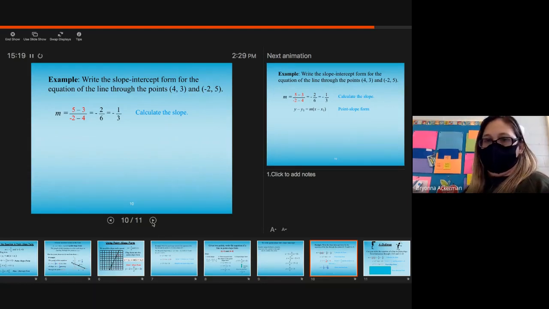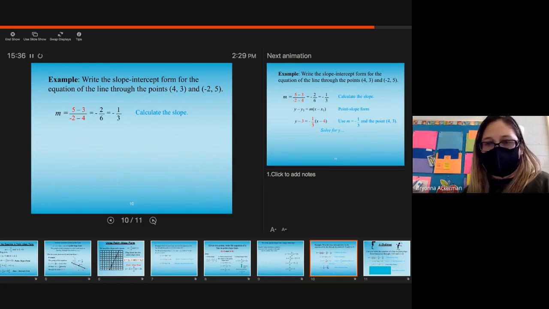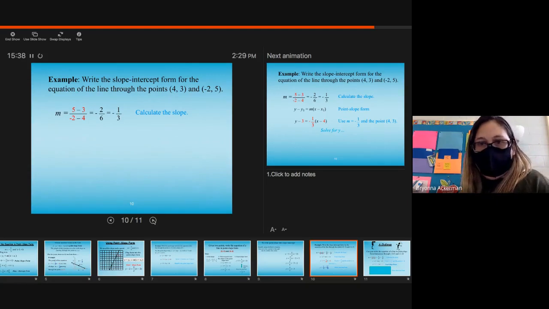Okay. All right, now take that and put it in point slope form. And go ahead so that we all are on the same page. Use the point 4, 3, just so we all have the same answer. So put it in point slope form using the first point.